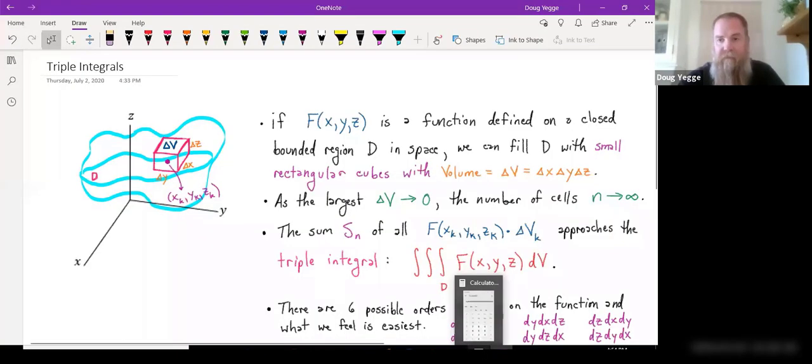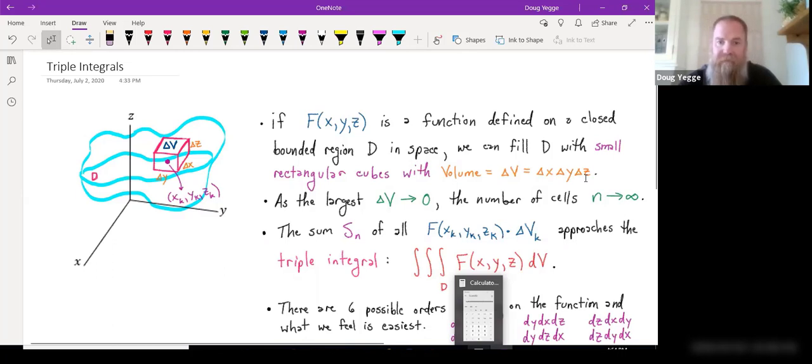So let's take a look at what this would look like in a way, even though we can't really visualize a 4th dimensional object. Let's just assume that we have this lump of clay, this blue lump of clay here. And if f of x, y, z is some function that's defined on this closed bounded region that we call D, so we're calling this turquoise region D, then we could fill D with small little rectangular cubes that all have a delta x and a delta y and a delta z. And obviously the volume of that small cube would be delta v equals delta x times delta y times delta z.